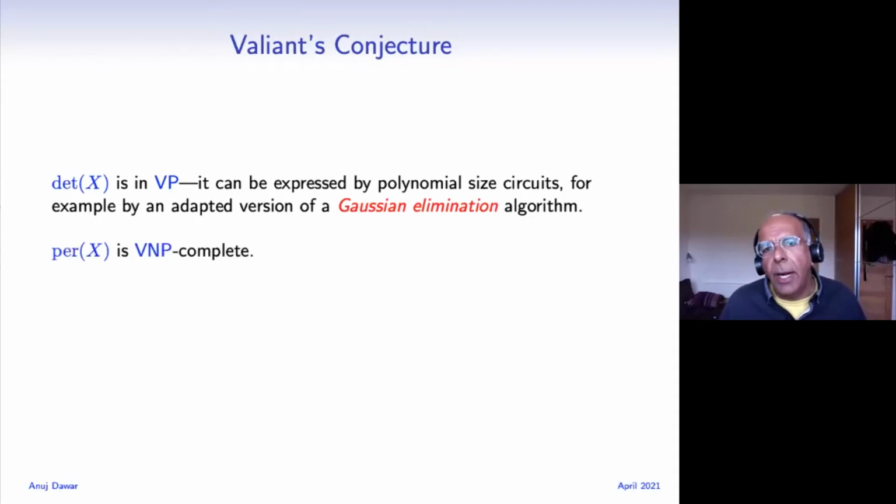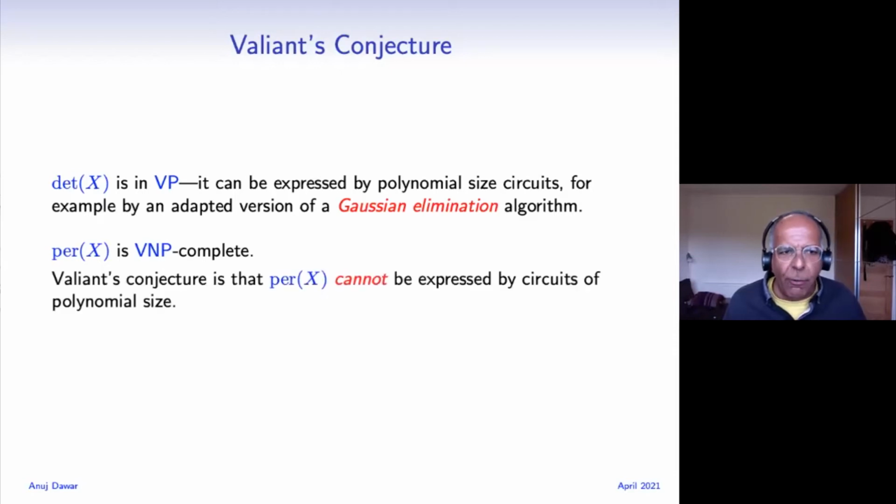The permanent, on the other hand, Valiant showed is complete for the class VNP. In other words, if you could do the permanent with polynomial size circuits, then VP equals VNP, and it would dramatically change our view of the world. So Valiant's conjecture is that you cannot do this, that the permanent cannot be expressed by circuits of polynomial size. So Valiant conjectured that VP is different from VNP. I've not given you the definition of VNP. I treat the conjecture as simply saying that you cannot express the permanent with circuits of polynomial size.